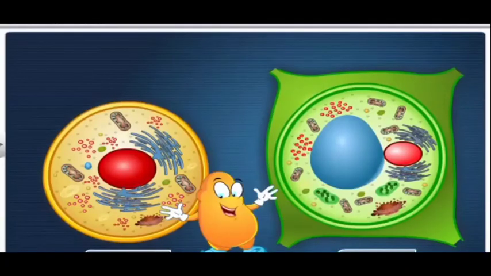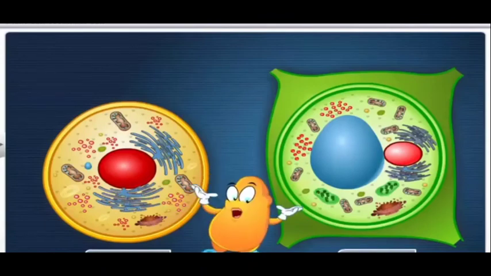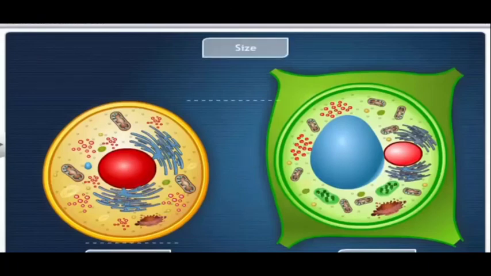Here is the animal cell and the plant cell. See if you can spot the differences between them. Plant cells are larger in size compared to animal cells. Plant cells have a cell wall, but animal cells do not.